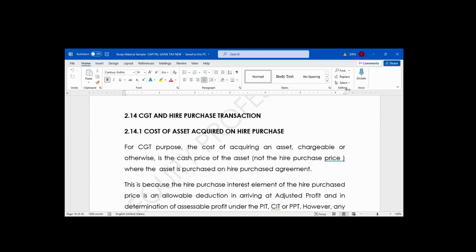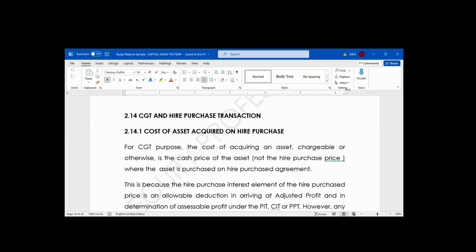When you acquire an asset initially through hire purchase, and you now dispose the asset, you make a gain. How do you pay capital gain tax? The bone of contention in this first situation is, what cost of acquisition are you going to recognize? Is it going to include hire purchase interest or only the cash price?